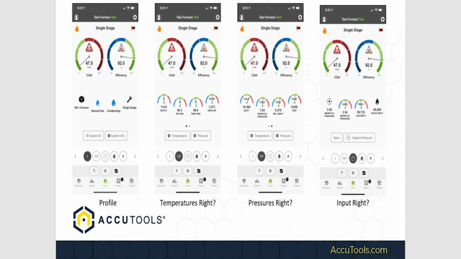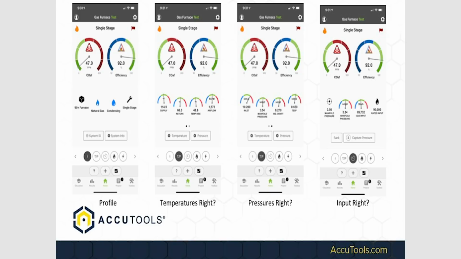But the key thing here is we want to profile the system. Profiling the system is telling me what kind of a system it is. Is it a 90 plus? Is it an 80 plus? I need to know what to expect. Obviously, the stack temperature on a 90 is much different than the stack temperature on an 80, right?